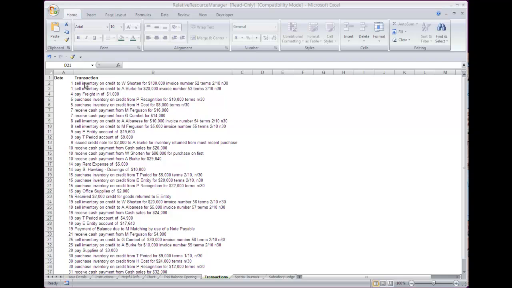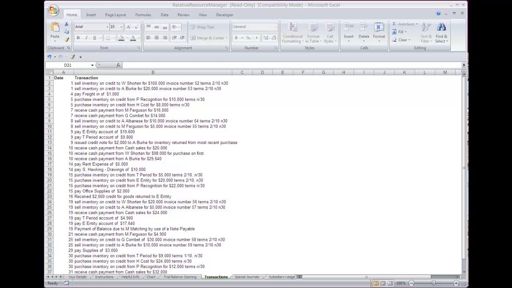So if we sell inventory on credit, we go through the tests we had before. Does this involve cash going in the bank, this transaction? Well, not at this stage, so no. Does it involve cash going out of the bank? Not this transaction, no. Does it involve a sale on credit? Sell inventory on credit? Yes, it involves a sale on credit, so that goes into the sales journal.